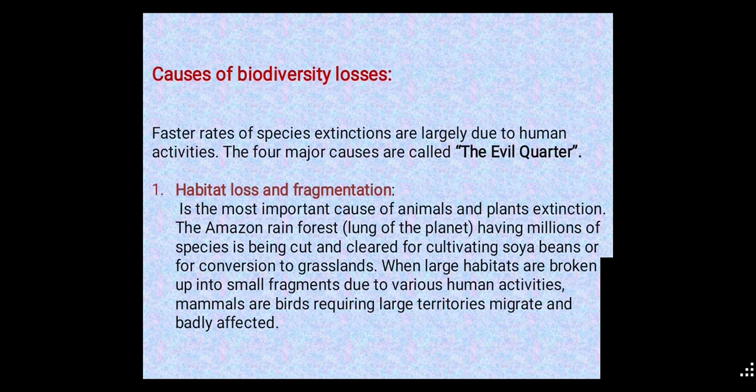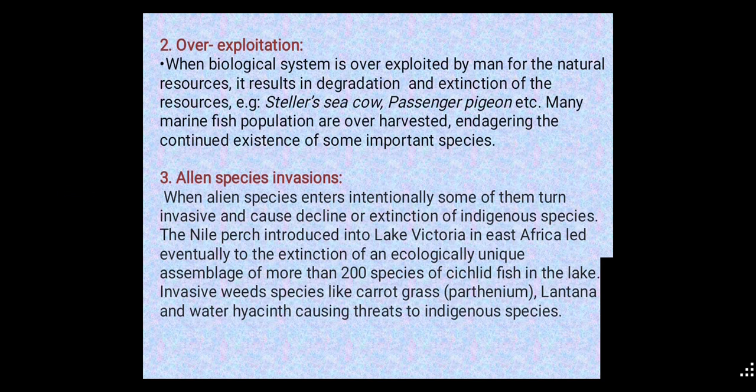The Amazon rainforest, which we call the lungs of the planet because of its numerous biodiversity, having millions of species, is being cut and cleared for cultivating soya beans or for conversion to grasslands. When large habitats are broken up into small fragments due to various human activities, mammals and birds requiring large territories migrate and are badly affected.